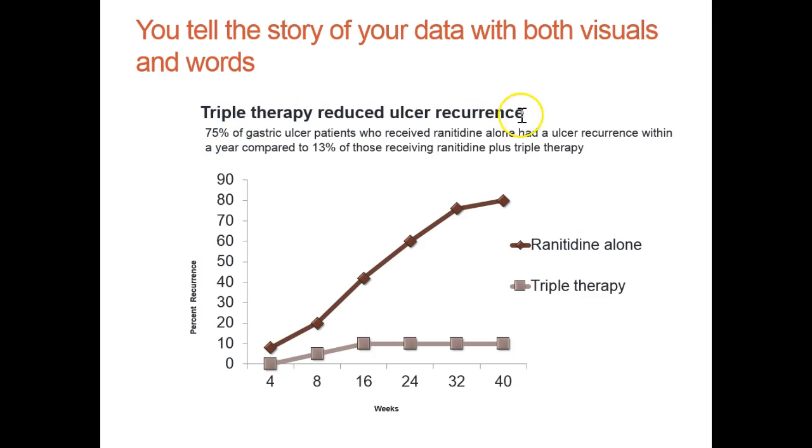So here's a quick headline: triple therapy reduced ulcer recurrence. This is a really good example for like a scientific poster. If this were in a journal article, we'd want to label here and say figure 1, triple therapy versus ranitidine, and figure 1 shows that triple therapy reduced ulcer recurrence. But that is the main story there.